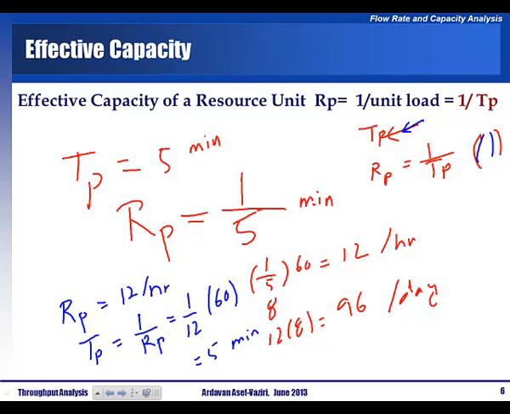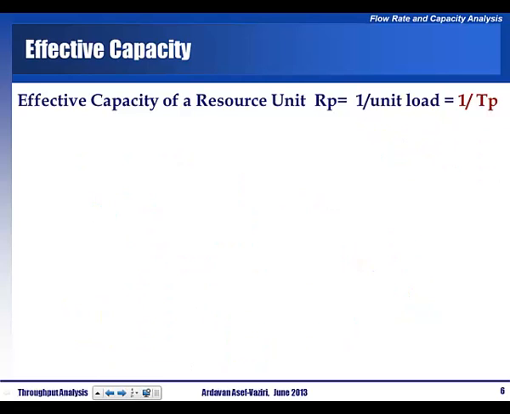These computations are for the case when I do have only a single resource unit. If I do have a resource pool containing C resource units, and if unit load of each one is TP, then RP capacity is not 1 over TP anymore, because 1 over TP was for the case when I had only one resource unit.